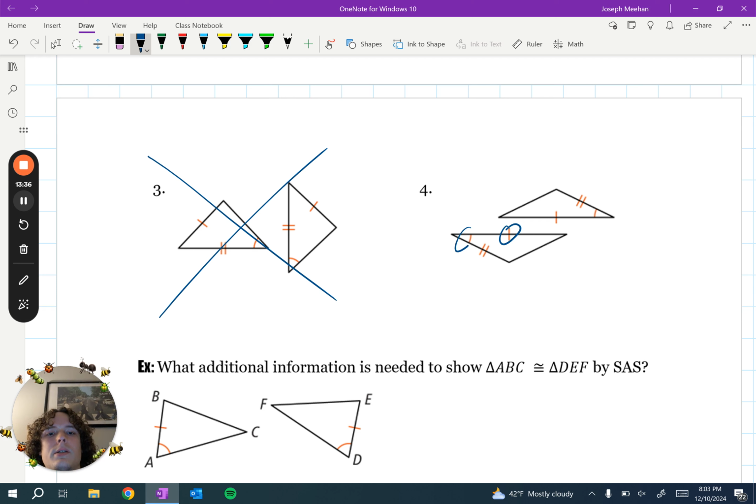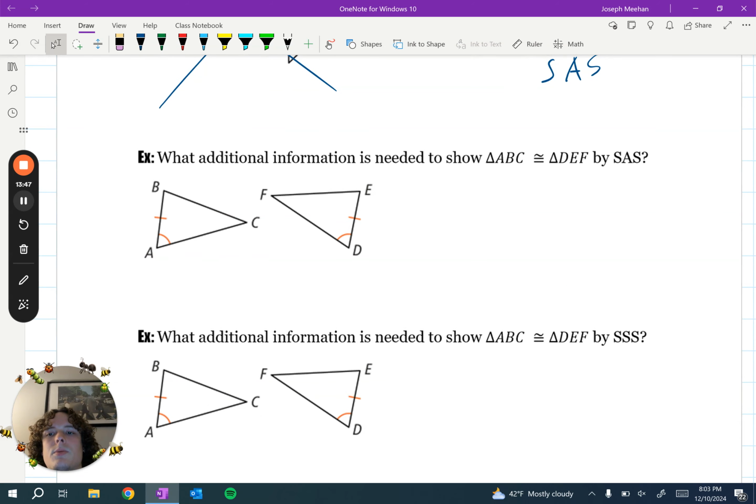Number 4 here, this is an example of side, angle, side. We have side, angle, side, and then we have side, angle, side. So those are congruent because of side, angle, side. All right? What about this one?